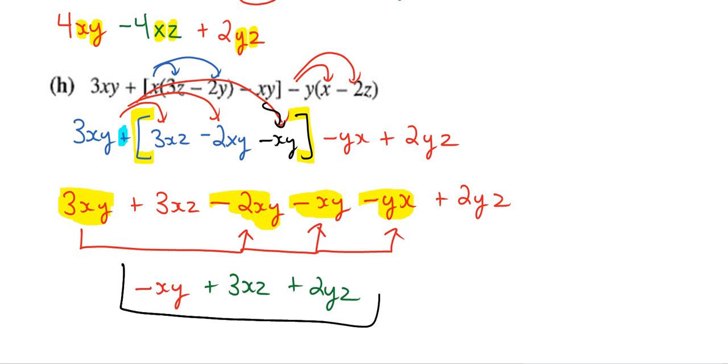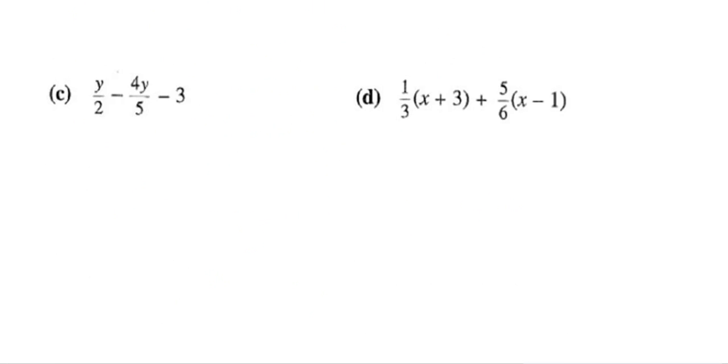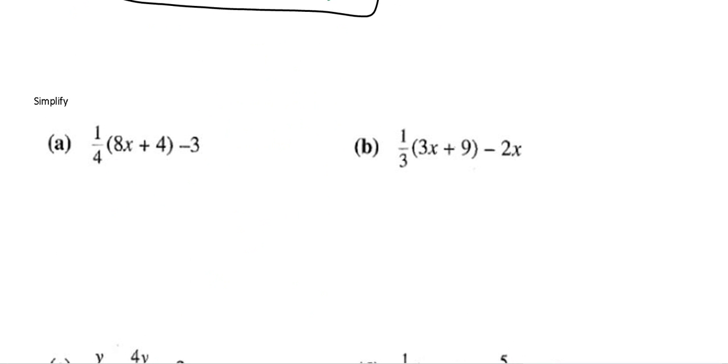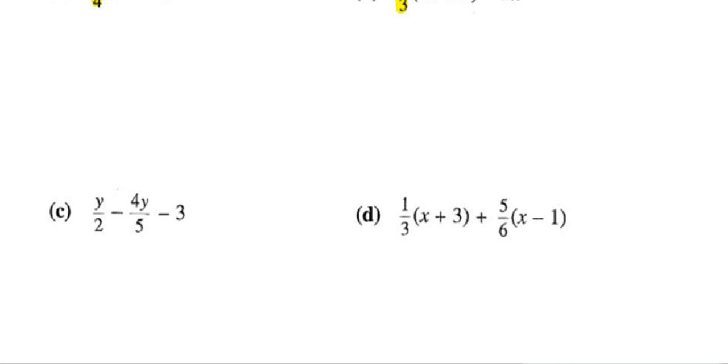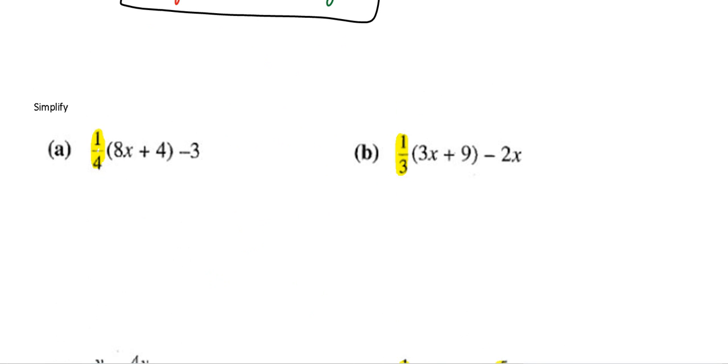And this is your final answer right there. Okay, all right, let's move on here. The last 4 questions. Even though you have these weird fractions on the outside, this fraction there, this fraction there, this fraction there, and this fraction there, the concept is still the same thing. You want to take the fraction and just distribute that right through the brackets.